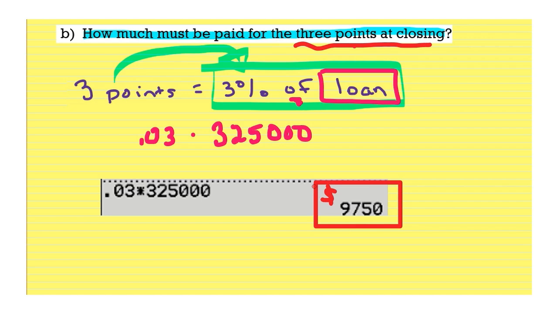$9,750. Now, if you have the $9,750 to bring to the closing, it's a great deal in terms of how much interest that you will save in the long run of your loan. But if you do not have the money to pay for the 3 points at closing, then you will get a slightly higher interest rate, but you will not have to pay the $9,750 at closing.